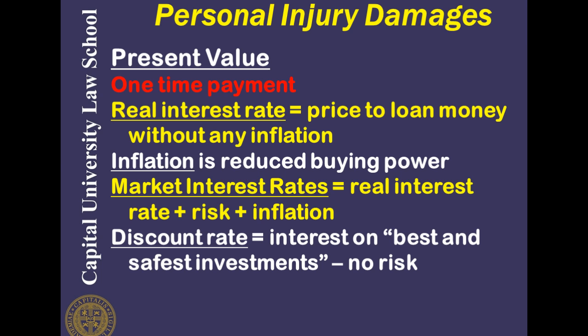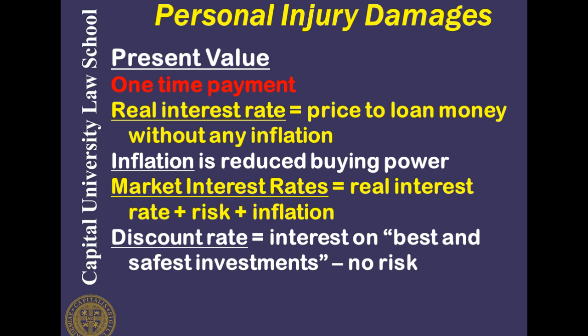This is the rate that we would reduce whatever is awarded, the total amount awarded, based on the best and safest investments. Those are investments with minimal risk, usually referred to as corporate bonds on very well-established corporations. Obviously, the best and safest investments are U.S. Treasury bonds.